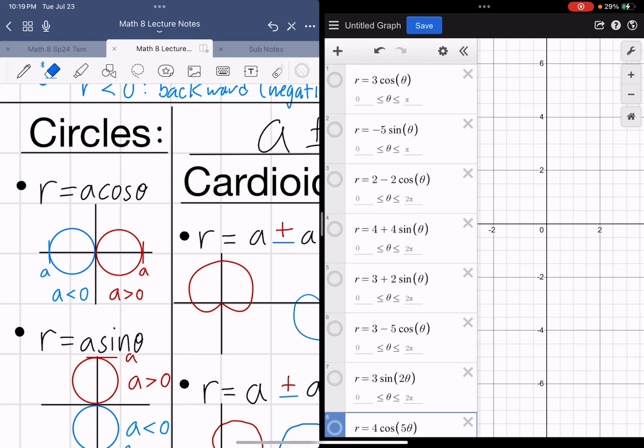We're going to continue 8.2. I thought the easiest way was to have everything written down, and I can go side by side with Desmos to show you what these graphs are going to be.